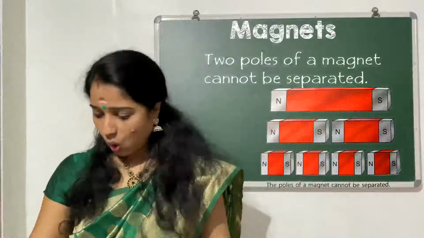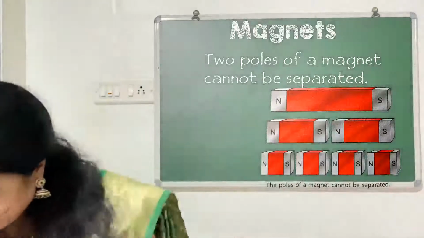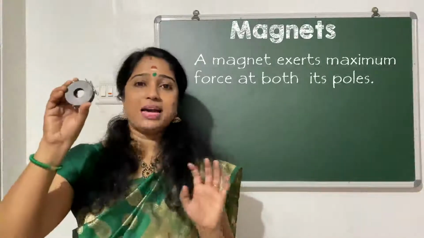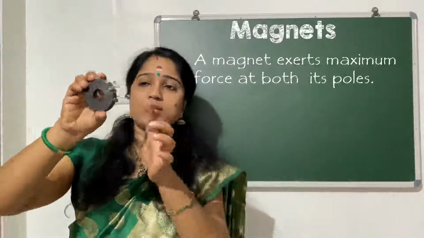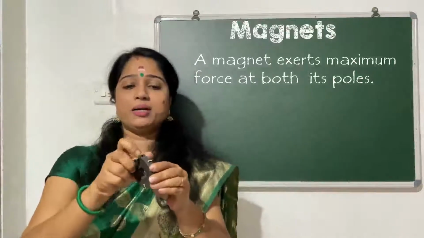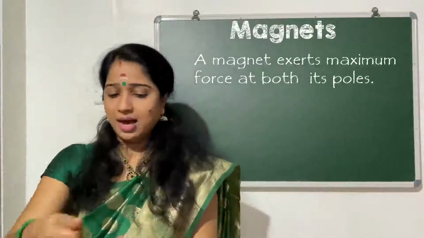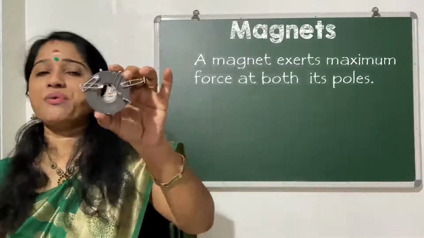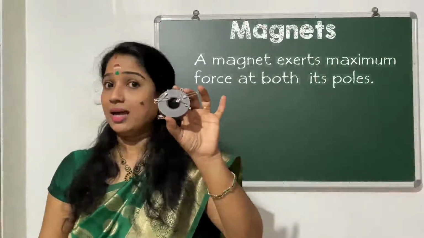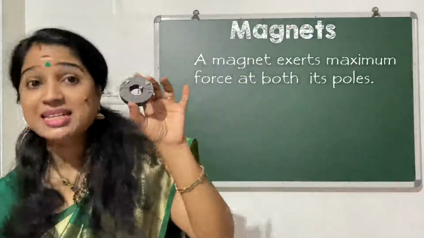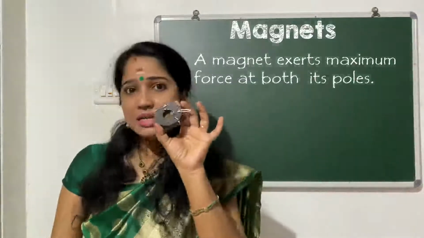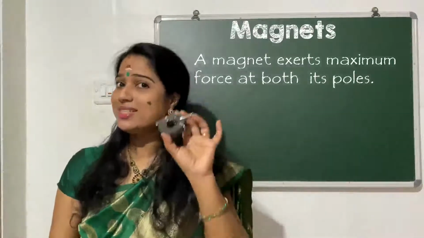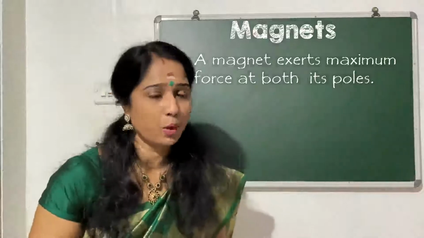Next, as we all know, a magnet exerts the maximum magnetic force at the poles, because the poles are the most attractive part. This north pole and the south pole are the most attractive part of a magnet. At the poles we can see that more attraction is there. This is another property of the magnet: at the poles it has the maximum magnetic property.